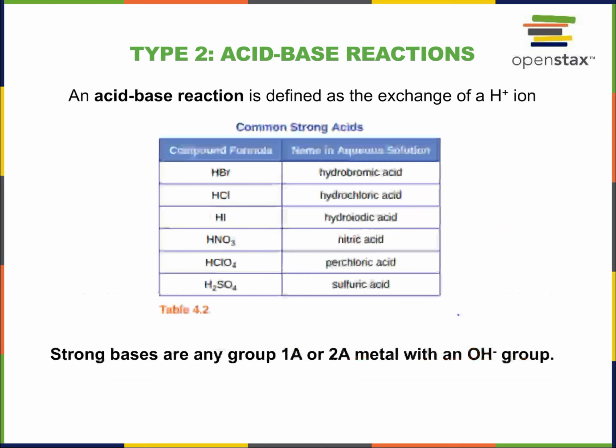The 6 strong acids are listed here and need to be committed to memory. The rule for strong bases is that any group 1A or 2A metal with an OH- or hydroxide group is a strong base. If it's not listed here, then the acid or base is weak.